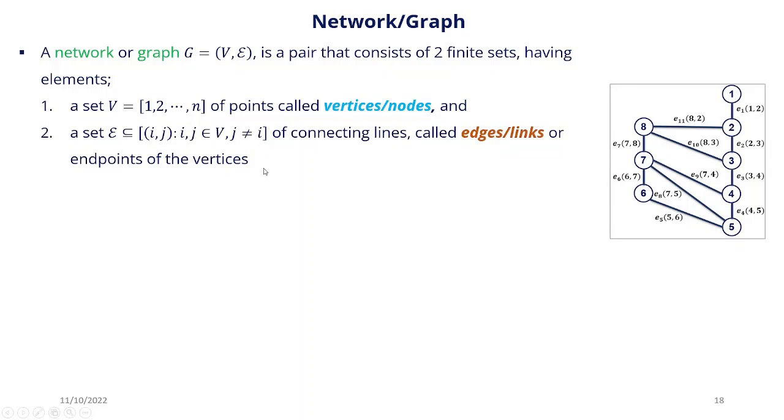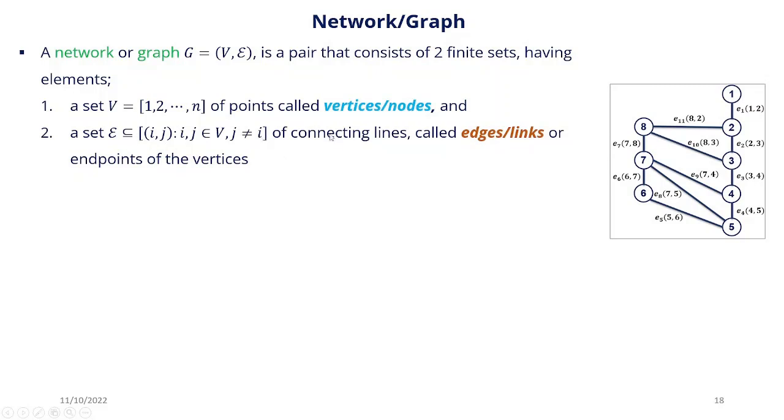So the I and J's here are the vertices 1, 2, 3, 4, 5, 6, 7, 8. In a graph, you can never have vertex 1 appearing twice. You can never have vertex 2 appearing twice. You can never have vertex 3 appearing twice. No vertex appears twice in the graph. That's what we mean by J not equal to I. They can never be equal.